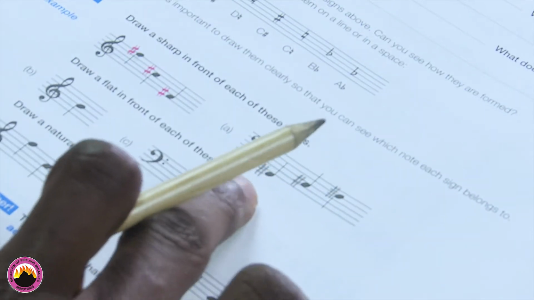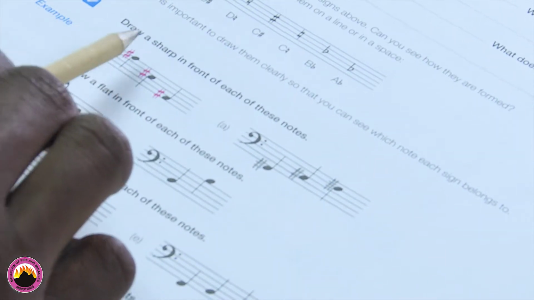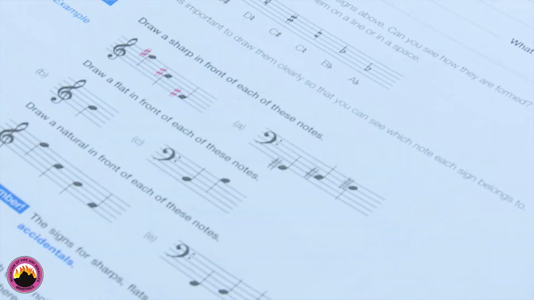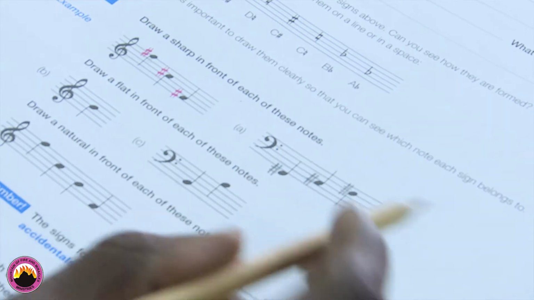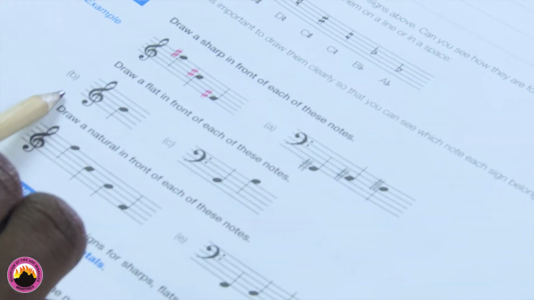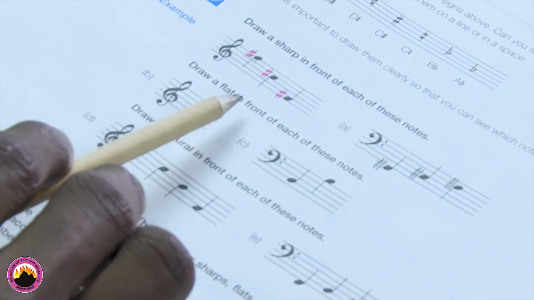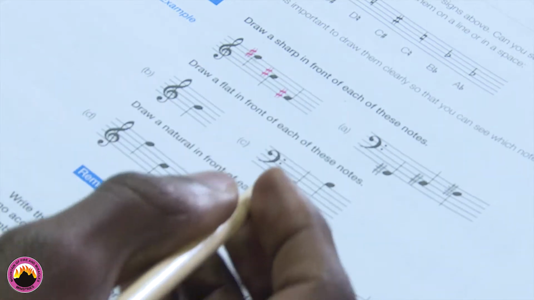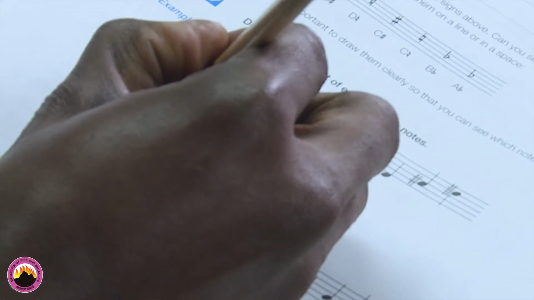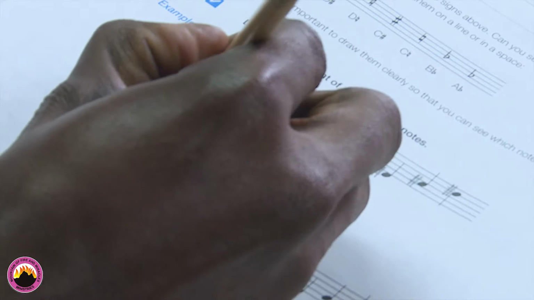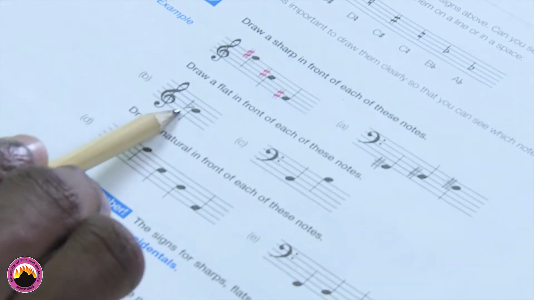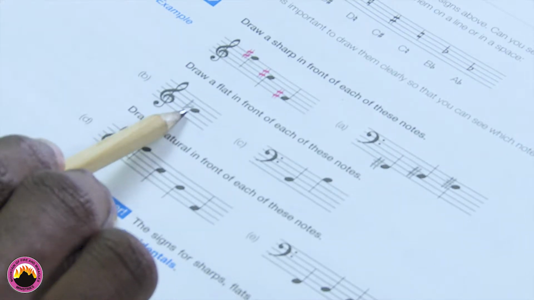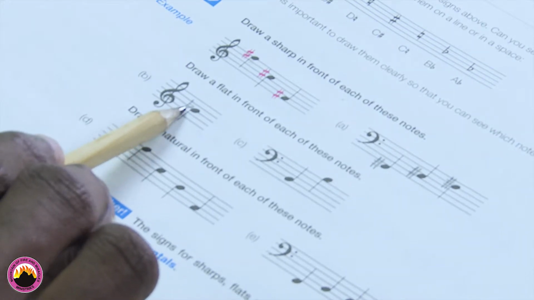So that is that. The first exercise says draw a sharp in front of each of these notes, and by in front they mean before the note, and I've done that for you here. So I will do exercise 2B, which says draw a flat in front of each of these notes. I will come to the third line and draw a flat in front of the notes, that is before the notes.